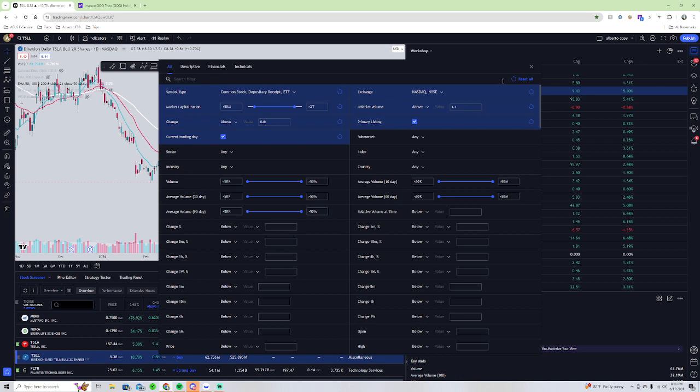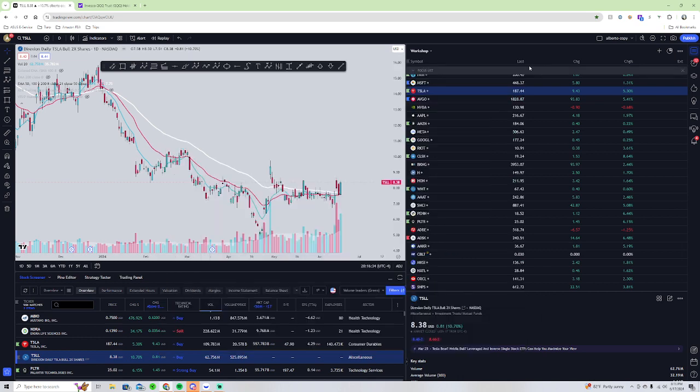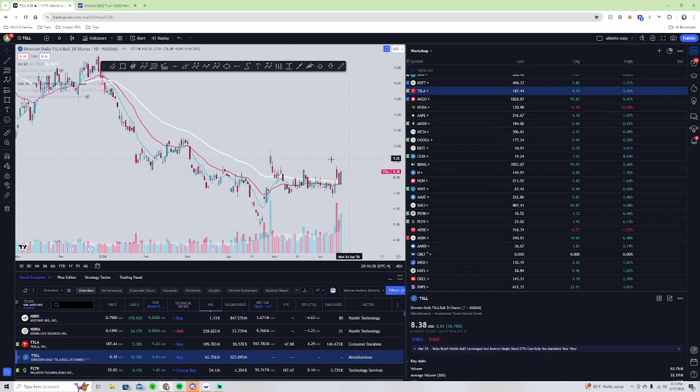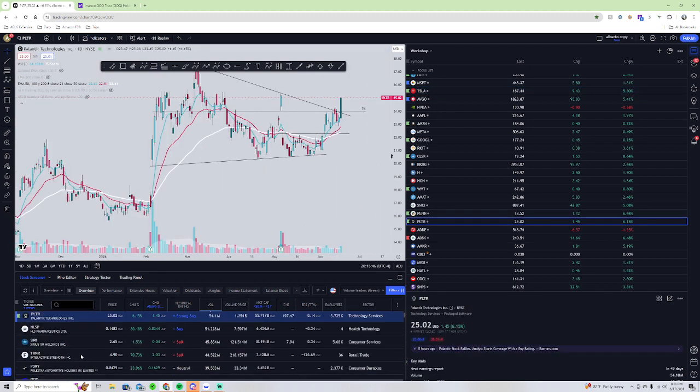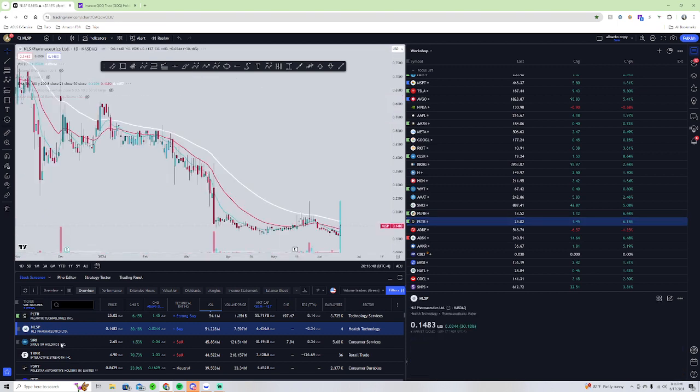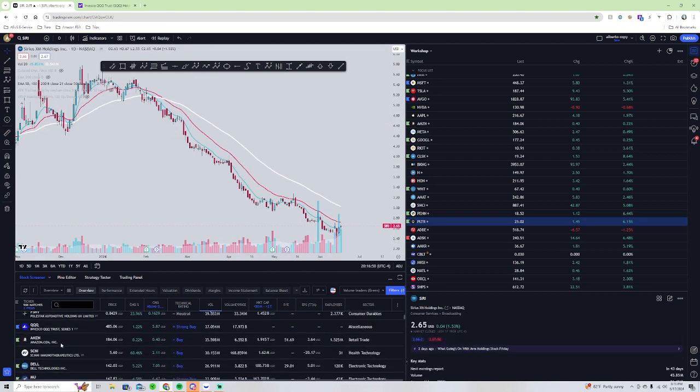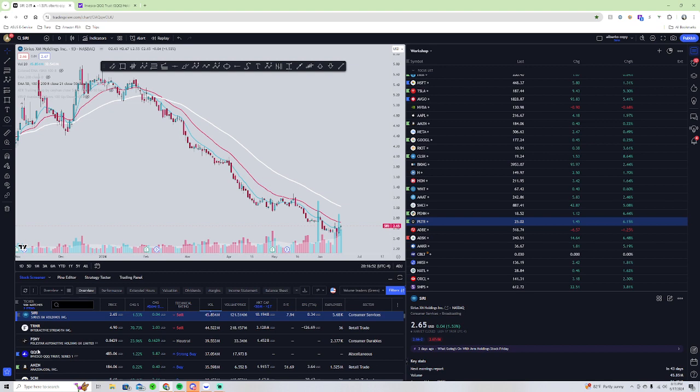The reason why we want to know that is because the higher the volume, the more aggressive buyers were, and the higher the likeliness of continuation for the next couple of days. So I want to find names that were super strong with high volume. We already have Tesla, we already have Palantir. So what I do is just scroll through these really quickly.